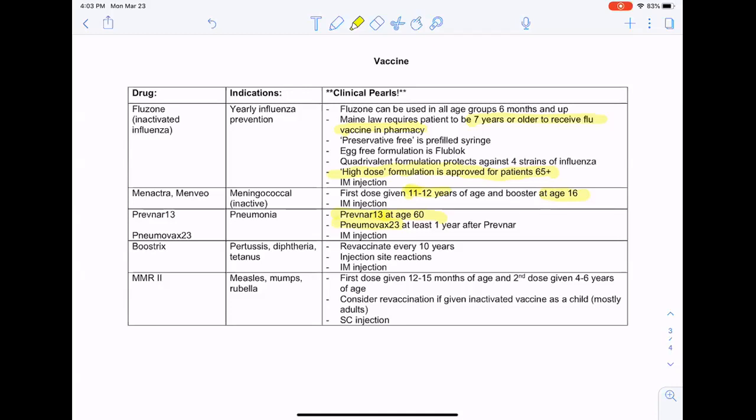Next one on the list is Boostrix, which covers against pertussis, which is whooping cough, diphtheria, and also tetanus.